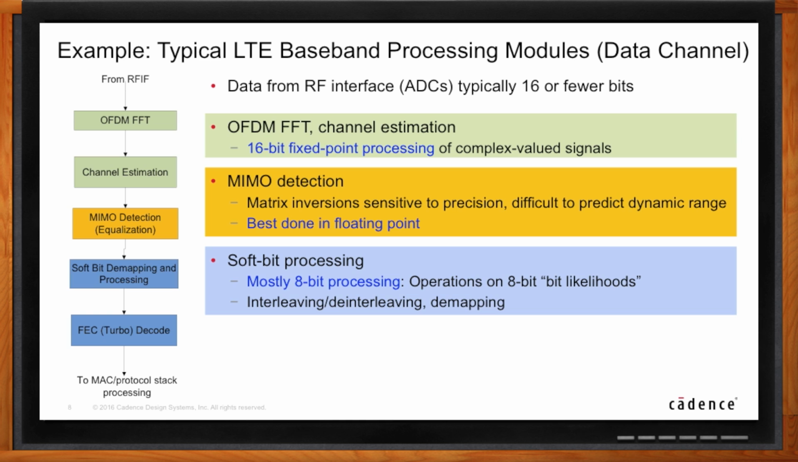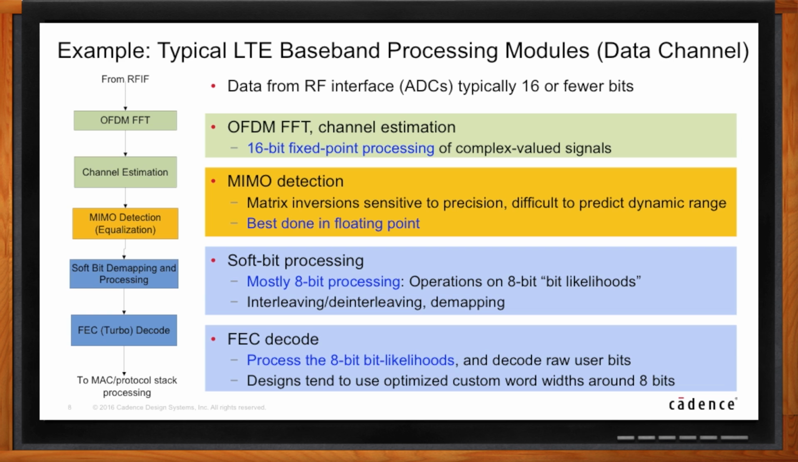So you go down from using high precision to soft bit processing, where actually you do a lot of 8-bit processing and 8-bit computations. And so eventually, once you do the forward error correcting code, the decoding, you actually end up with user bits, which are of course raw user bits. So the FEC processing is usually 8-bit or sometimes even lower. So you see in an LTE processing application, we again see the spectrum of number representations. You use fixed point and you use floating point.